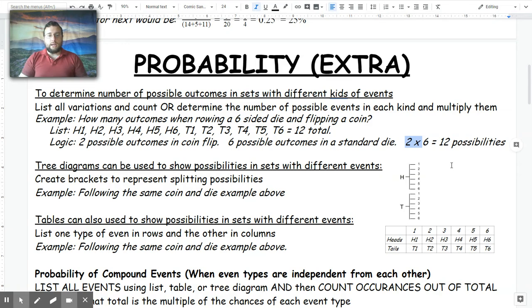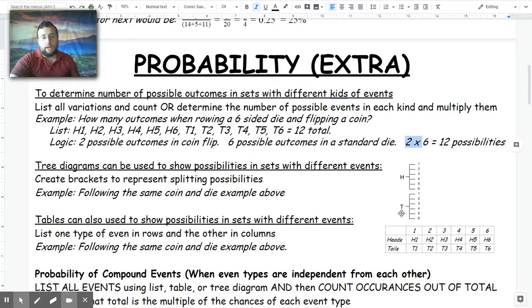Either way is doable. Another way you can also do it is to do what is called a tree diagram, which shows the possible representations of what could happen. Like here, for example, heads could be with any of these numbers, and tails could be with any of these numbers. And so this is a good tree diagram to represent all the possibilities. And if you count them, you will get 12 total at the end. So following the same example of the color die, that's how you do a tree diagram.